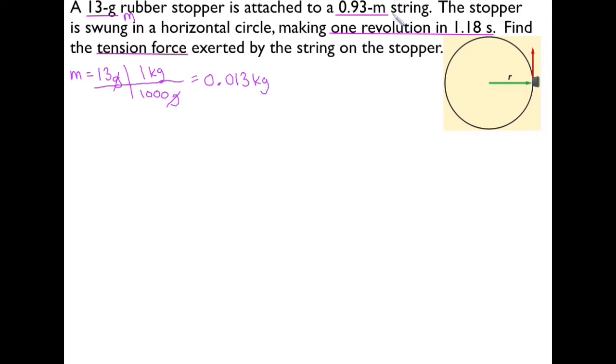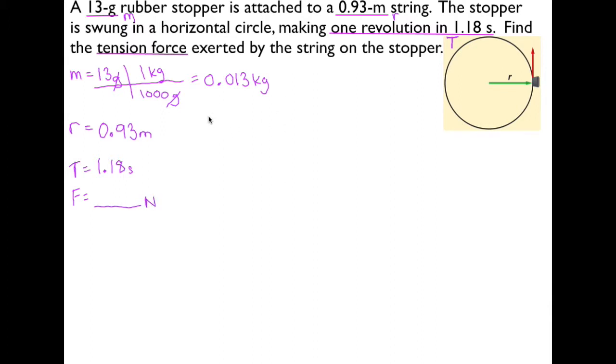Okay, and then I have a string that is 0.93 meters long. So this is our string, and this is our circle. So the length of our string is our radius. And then we have one revolution in 1.18 seconds. So this is our period. And then we want to find the tension force.